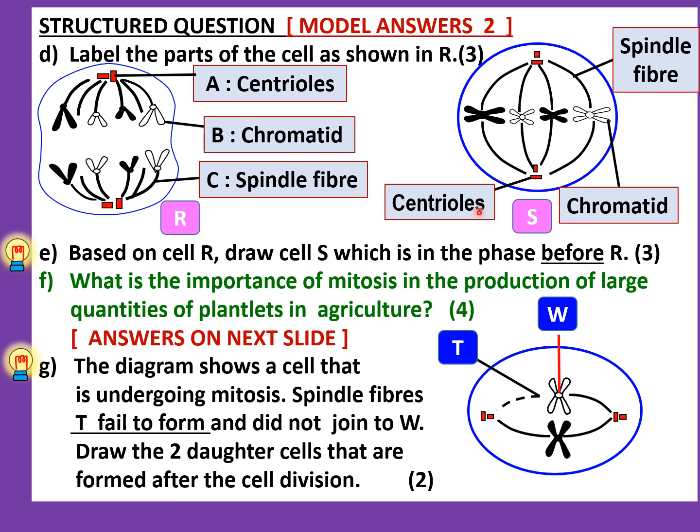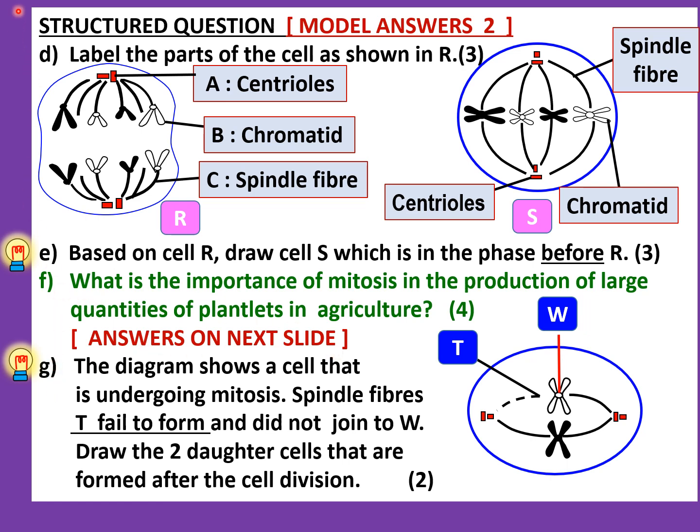So let's say 1 mark is allocated for the labels. 2 labels equals 1 mark. So if you have only 1 label, you don't get any marks. We don't have half marks for questions. It's either 1 or 0 mark. So 2 labels equals 1 mark, and the other mark is for the drawing plus the correct position of the different chromosomes. Okay? Right, for question F and G, the answers are on the next slide.